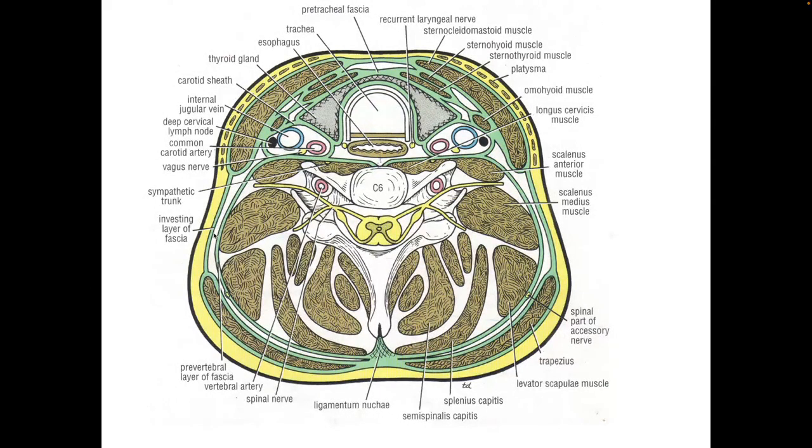Again, it forms the roof of a triangle. It is enclosing this muscle, which is the trapezius. So we said it encloses two muscles, the sternocleidomastoid and the trapezius.